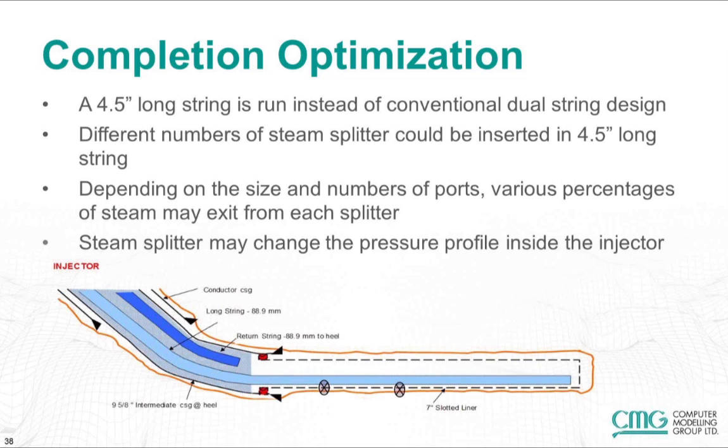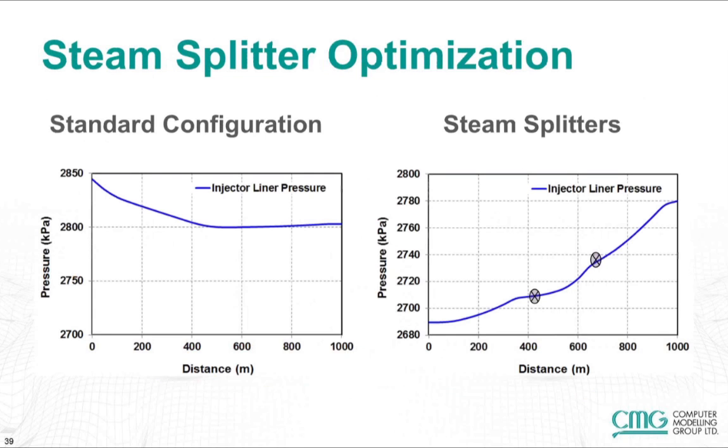The objective was to change the pressure profile within the injector, and as we know, the pressure profile within the injector liner is a reflection of the steam rate into the wellbore, into the reservoir. On the left, you can see the pressure profile in the injector liner for a standard configuration. As we expect to see, it's highly skewed towards the heel. Whereas by using steam splitters, we are able to drastically change the pressure profile and ensure that it's more skewed towards the toe.